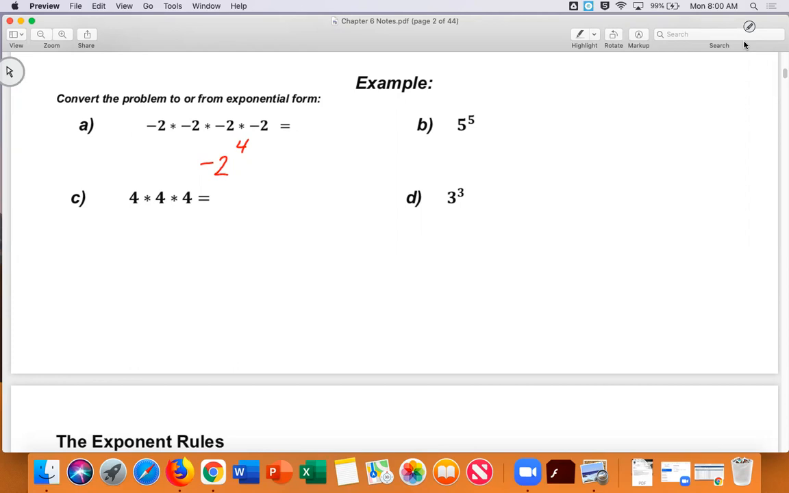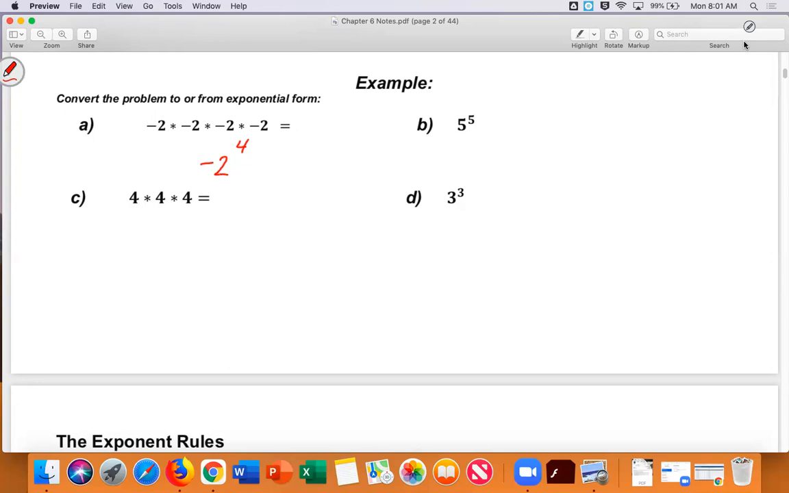-2, caret button, 4. What did you get? -16. Now, when you typed this problem into your calculator, you got -16. But Andrew, ready? What's -2 times -2? Times -2. Times -2. -8 times -2 is... you sure? Negative times a negative is positive, right?